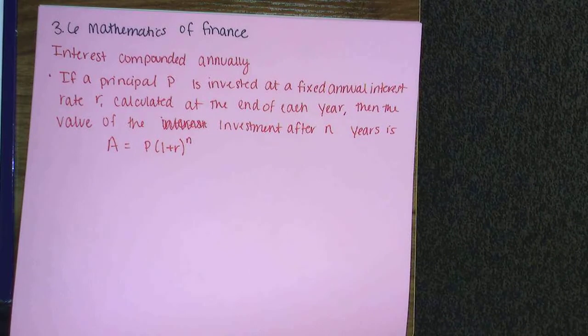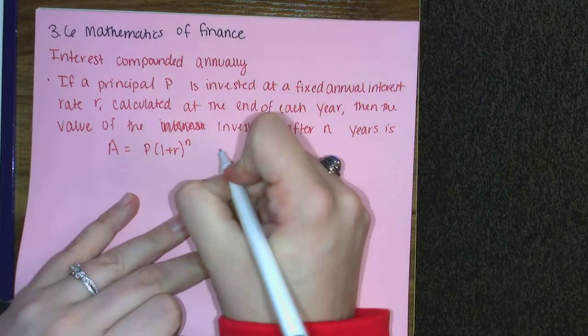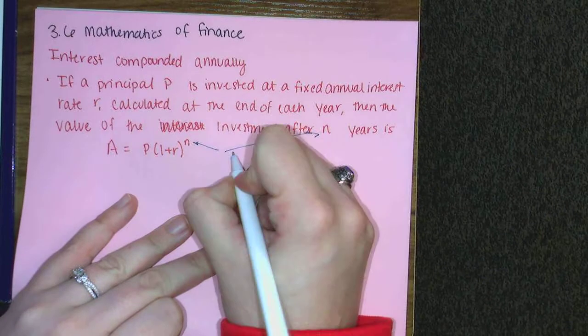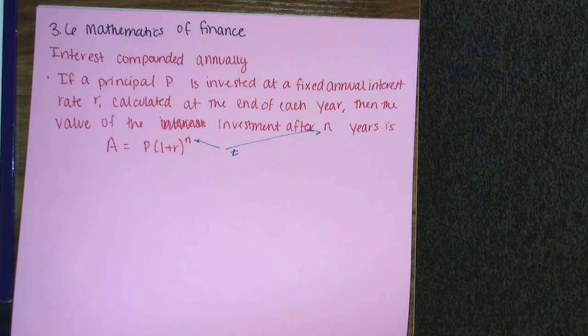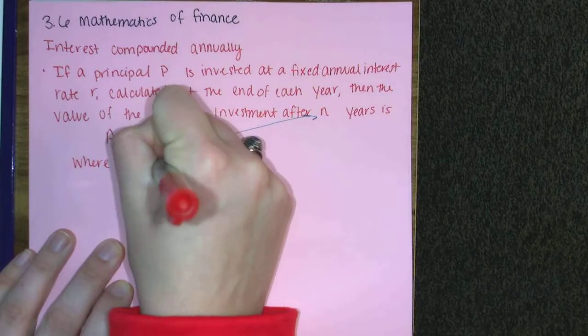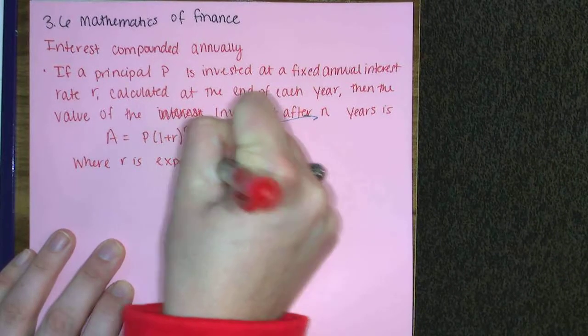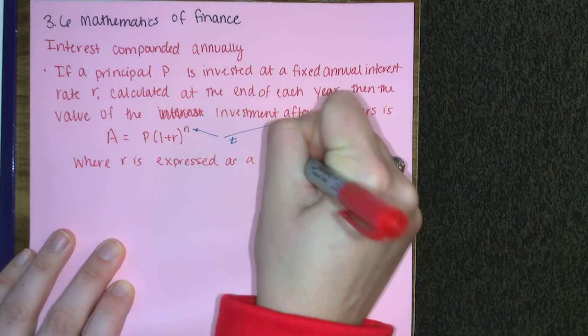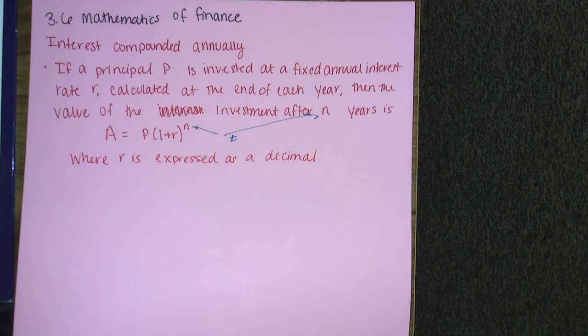Okay, just as a little note here, sometimes this n that they're talking about will be written as a t. A lot of times I'll probably actually write it as a t, but your book writes it as an n, so it just means the same thing. I think y'all can figure that out. Where R is expressed as a decimal. It does all come together. It just doesn't seem like it yet.